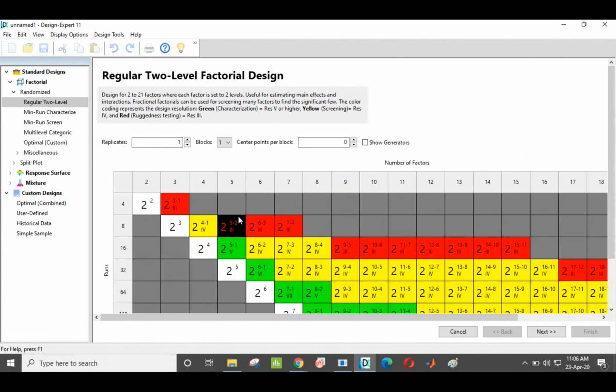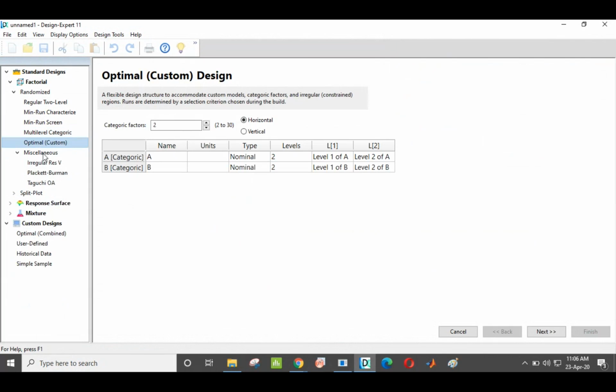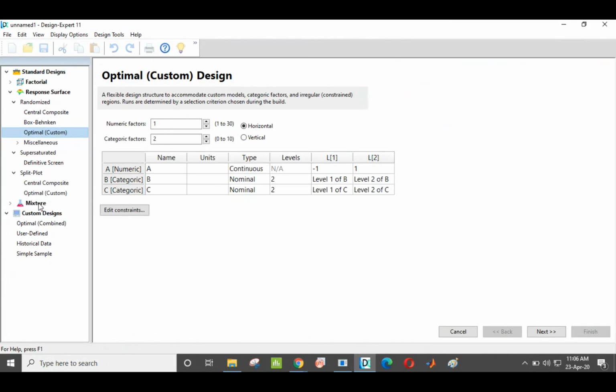So in the previous cases, the generalized one is the regular two-level design that we have seen yesterday. Then multi-level categorical, then optimal, miscellaneous. In the miscellaneous, we have Taguchi's optimization array. Those who want to perform Taguchi's optimization can use this. But we are interested now in response surface.